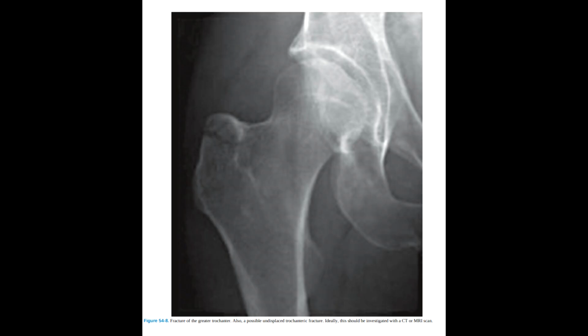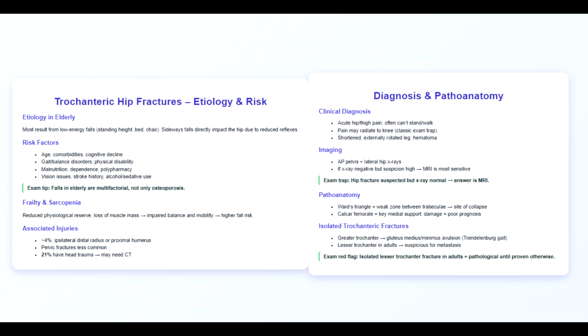A fracture of the greater trochanter may result from avulsion of the gluteus medius and minimus. This sometimes presents with Trendelenburg gait, since abductor strength is compromised. In rare cases, the fracture line may extend into the intertrochanteric region, making it more unstable.